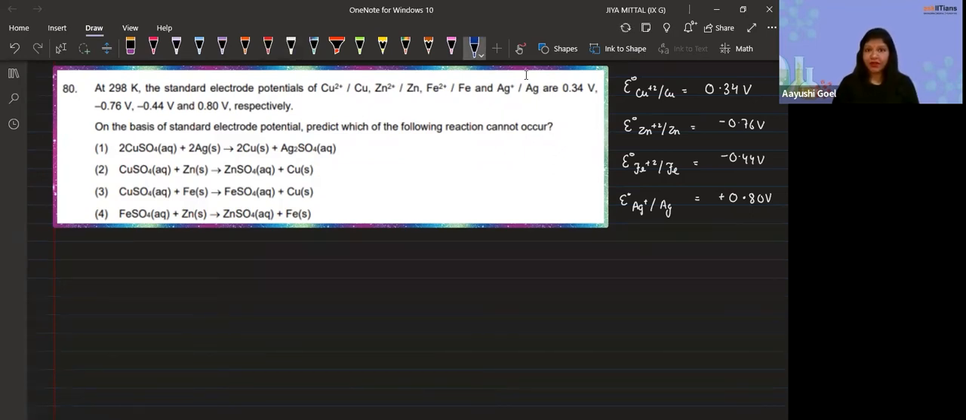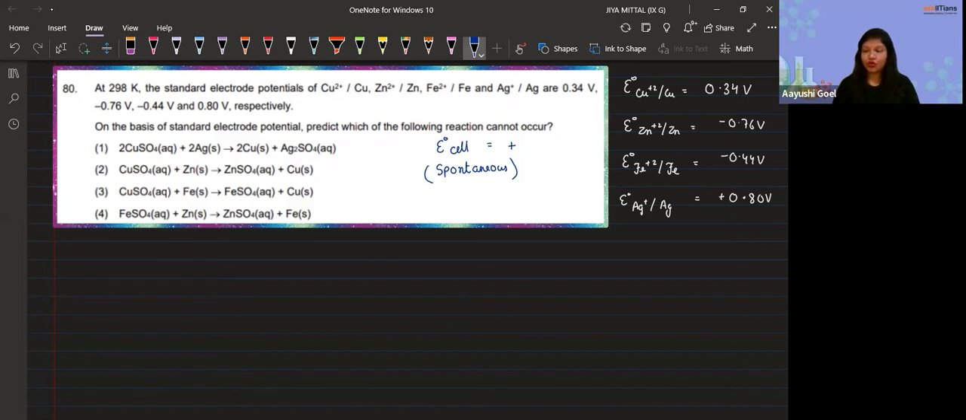For a reaction to occur, E naught cell should be positive. It could be any value, but it has to be a positive value. In that case, our reaction will be considered spontaneous. If the E naught cell, the standard potential for the cell, turns out to be negative, that is a non-spontaneous reaction, which means the reaction will not occur. So we have to find what is cathode, what is anode, and then find the E naught cell for each case.